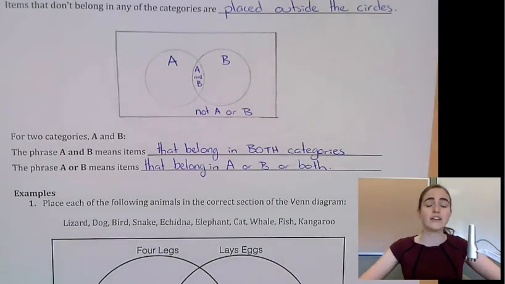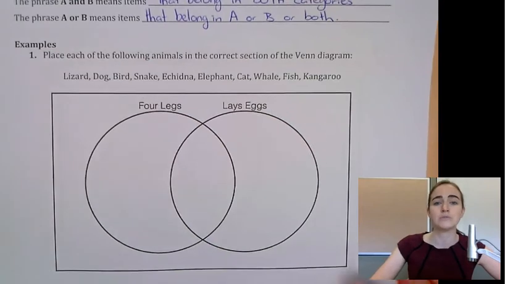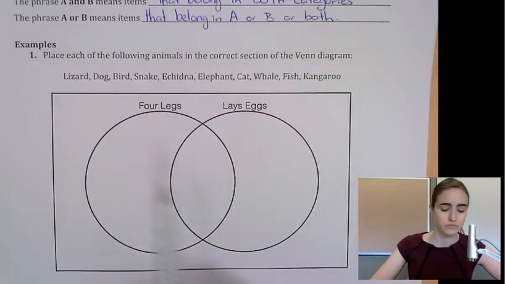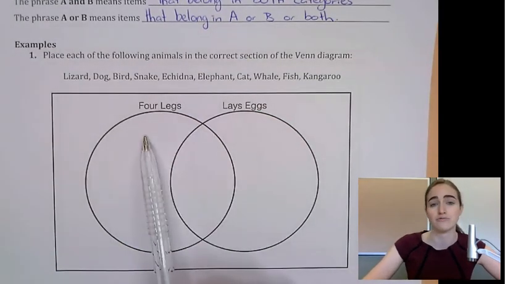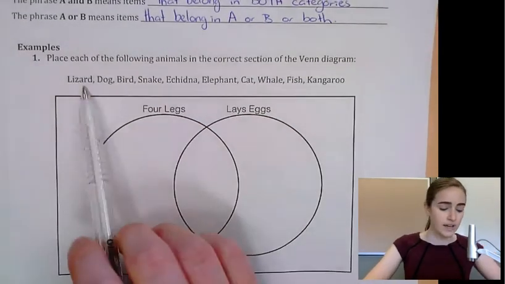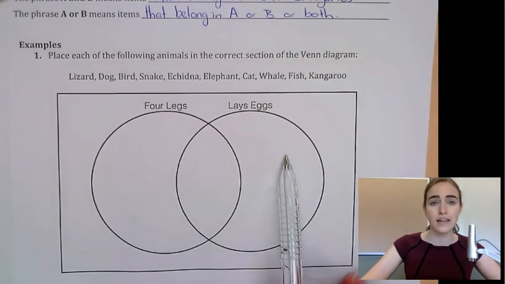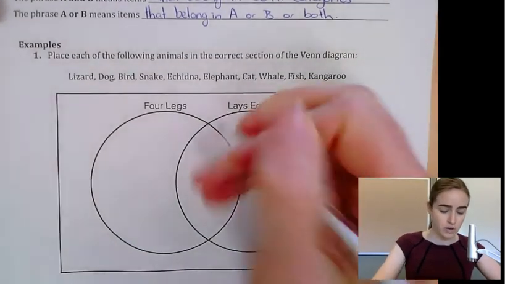Right, so let's have a look at drawing a Venn diagram. Our example asks us to place each of the animals in the correct section of the Venn diagram. Our first category is that our animal has 4 legs. And our second category is that it lays eggs. Our first animal is a lizard. Now a lizard does have 4 legs and it also lays eggs. So that means it's going to go in the middle here.